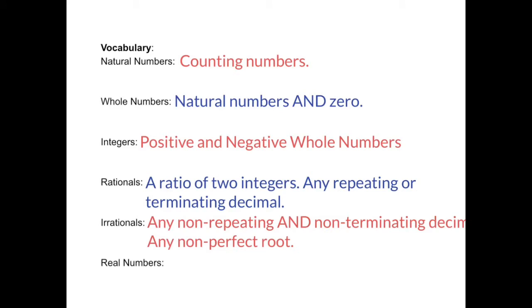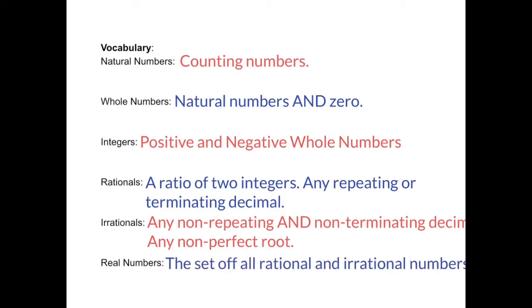The final subset are the irrational numbers. They are any non-repeating and non-terminating decimal, and also any non-perfect root. The concept of this bolded "and" here is because it has to not be repeating and not ending. Because if it's not ending, it means it's going on and on forever, but technically repeating decimals also go on and on forever. So it cannot end, but it is not allowed to repeat. Those sorts of decimals are any sort of non-perfect root.